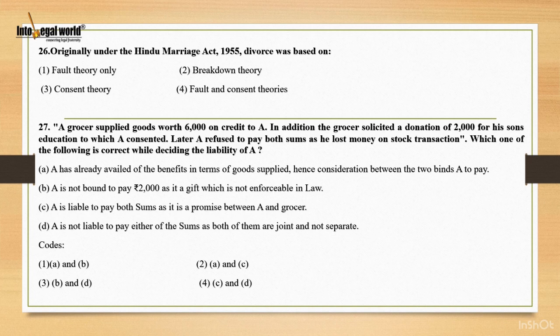Option 2 is the correct answer. A has to pay both the amounts as mentioned. A has already availed the benefit in terms of goods supplied. Hence, the consideration between the two binds A to pay the liability of 6,000, and A is also liable to pay both sums as it is promised between A and the grocer. So option 2 is correct.